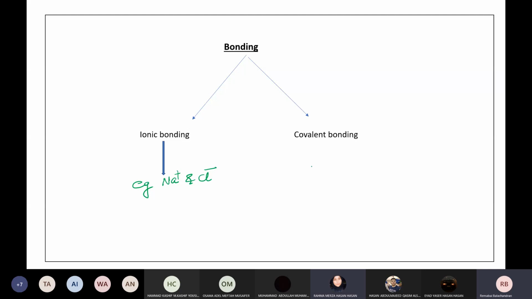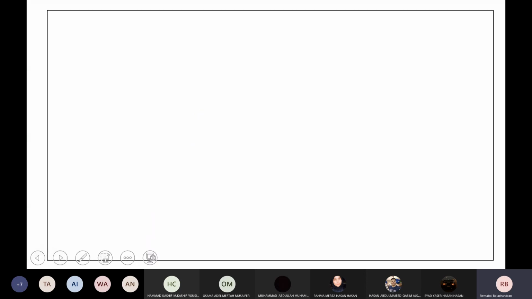Here, ionic is the attraction between the ions. Covalent bond is obtained by sharing of electrons. Example, I told you, Cl single bond Cl. Now, these single bonds, different types of covalent bonds we have.